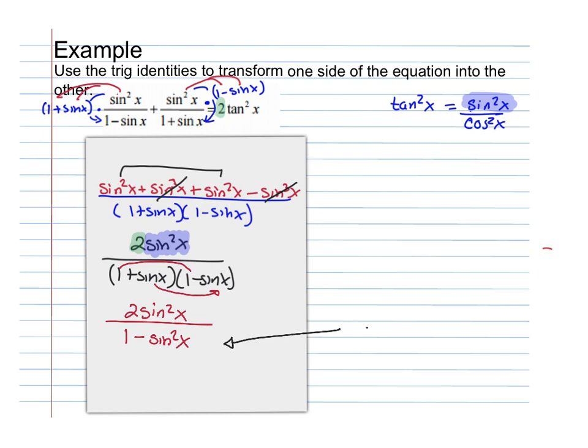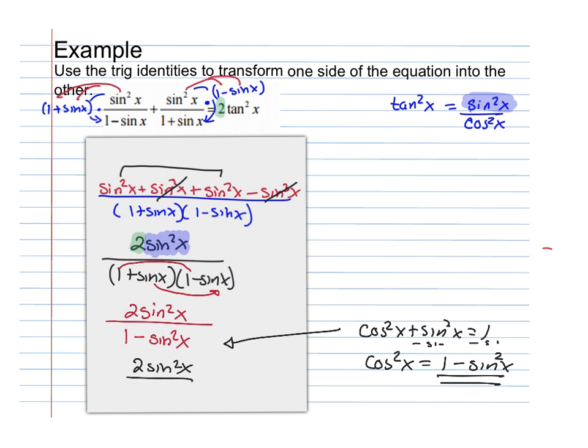And I'm hoping that you guys remember or could see from your Pythagorean identities that cosine squared of x plus sine squared of x is equal to 1. So that means if I want cosine squared of x, I will have 1 minus sine squared x, because all I did was subtract the sine squared to the other side. So now I know that 1 minus sine squared x is cosine squared x. So now we have sine squared x over cosine squared x. And we know that sine squared of x over cosine squared of x is tangent squared. So now we have tangent squared of x, which is what we needed to verify.